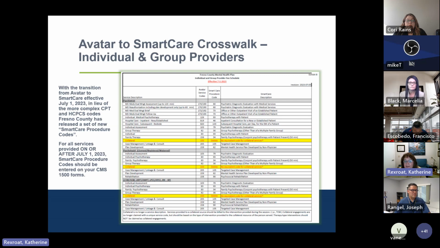A good example is under psychologist, you used to see individual assessment 103. It has now crosswalked over to 79, psychiatric diagnostic evaluation. So we have prepared this crosswalk for you. You will be receiving a copy after this training.